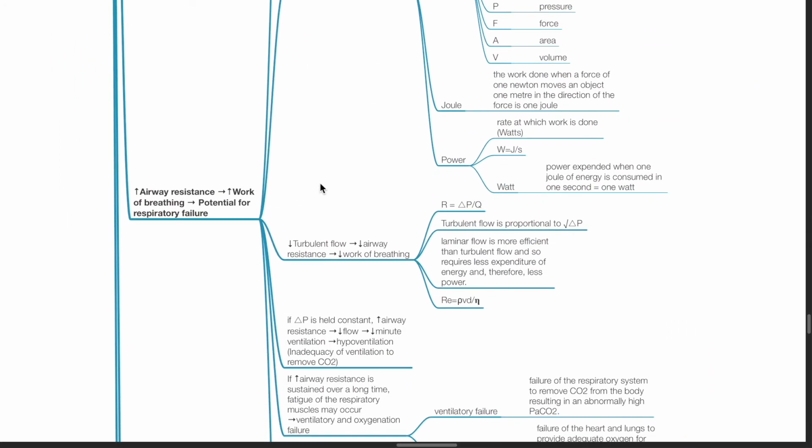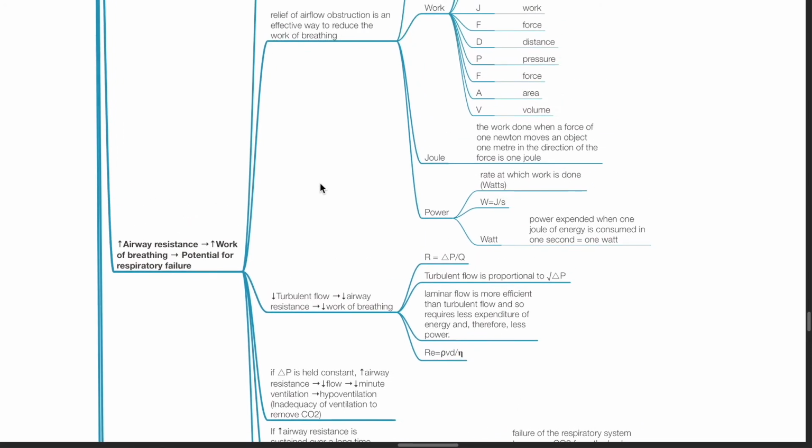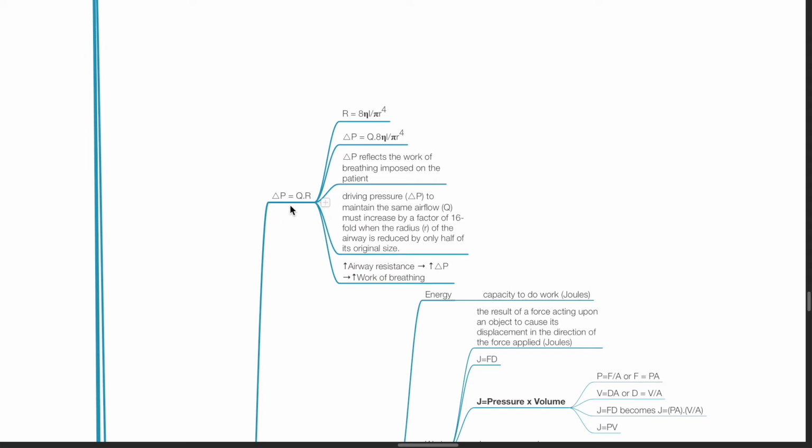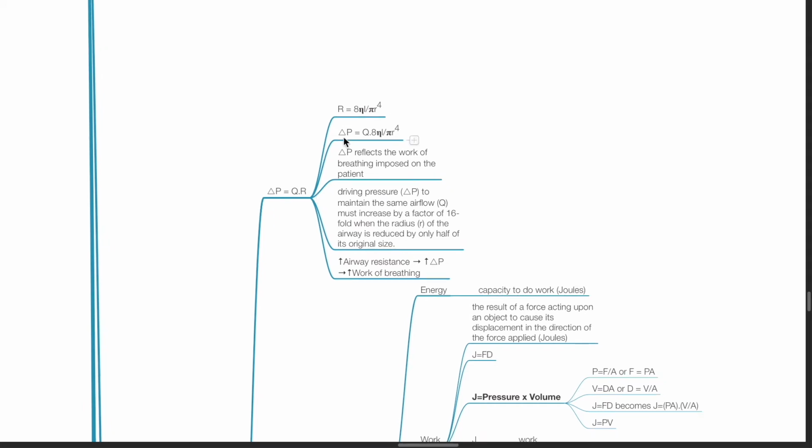When there is increased airway resistance, this may lead to increased work of breathing and potential for respiratory failure. Pressure gradient equals flow times resistance. Pressure gradient also equals flow times 8 eta L divided by pi radius to the power of 4. The pressure gradient reflects the work of breathing imposed on the patient.